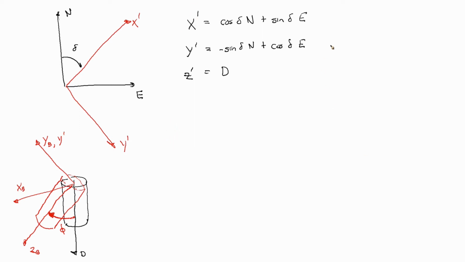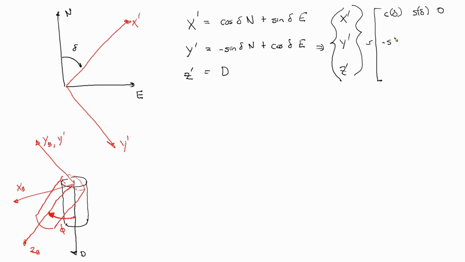actually, before I do that, I meant to write this in matrix form real quick. So x prime, y prime, z prime is equal to cosine delta, sine delta, 0; minus sine delta, cosine delta, 0; 0, 0, 1. That multiplies north, east, and down.